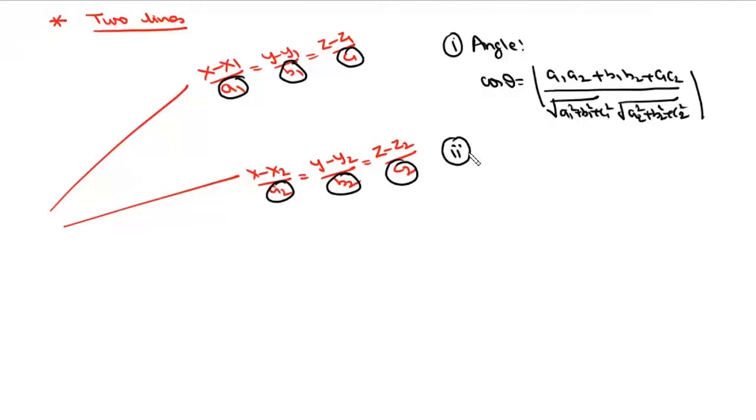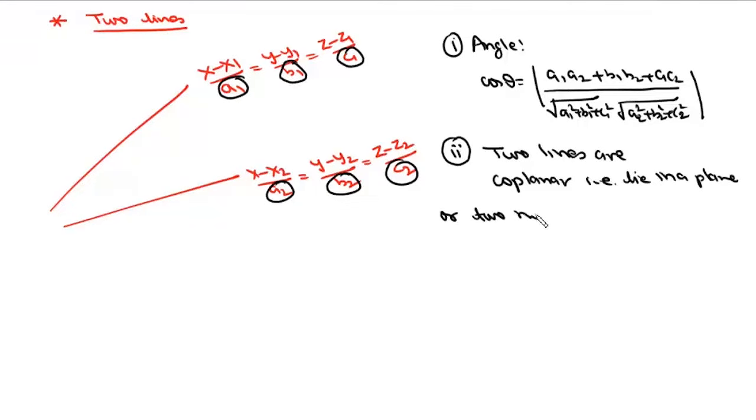Now the second question is more important. It is generally asked in the examination, and it is we have to find if these two lines are coplanar. That is, they lie in the same plane. Or they may give you two non-parallel lines they are coplanar, they intersect.